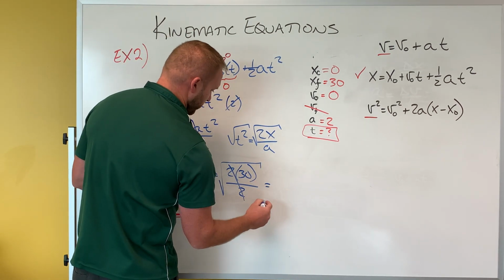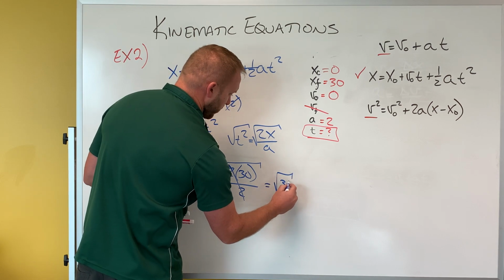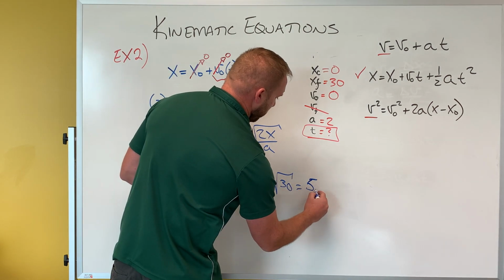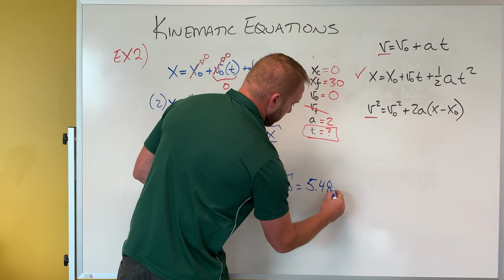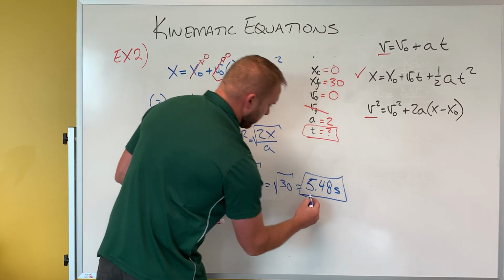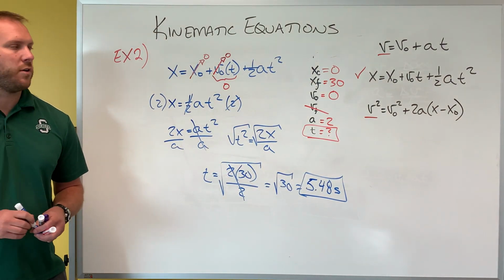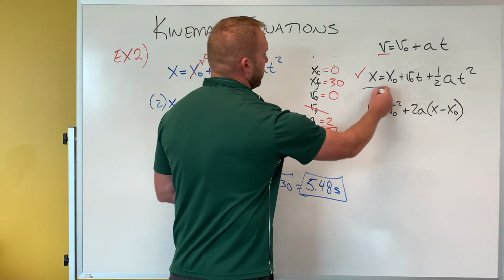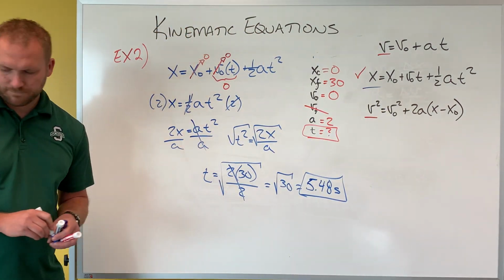The 2's cancel out, so really we're just left with the square root of 30, which is going to be 5.48 seconds. So that's the amount of time that we would use to cross that intersection, and that's an example of using that second equation.